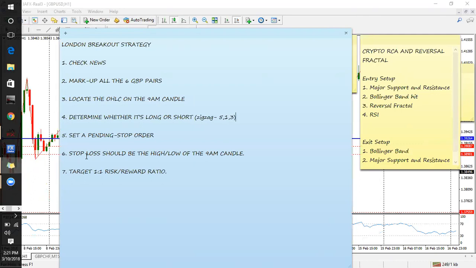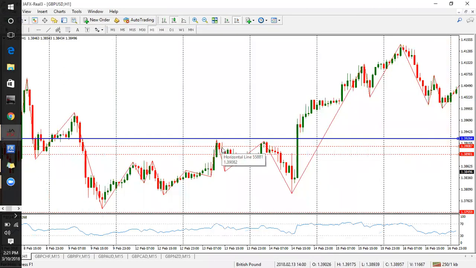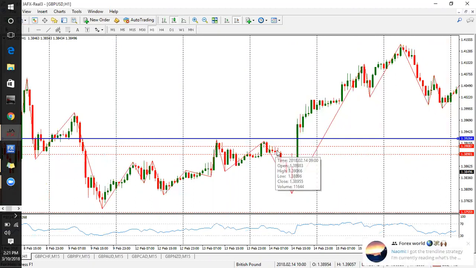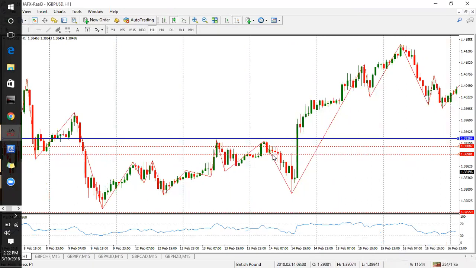Then the sixth one, the stop loss should be the high or low of the 9 a.m. candle. If it is a buy, the stop loss should be the low of the 9 a.m. candle. For instance, here is our example, the one we have been using. This is the high, this is the low, this is the close, and this is the opening. If we are setting a buy stop, we are predicting that this market is going to go up. This line is going to be our stop loss.